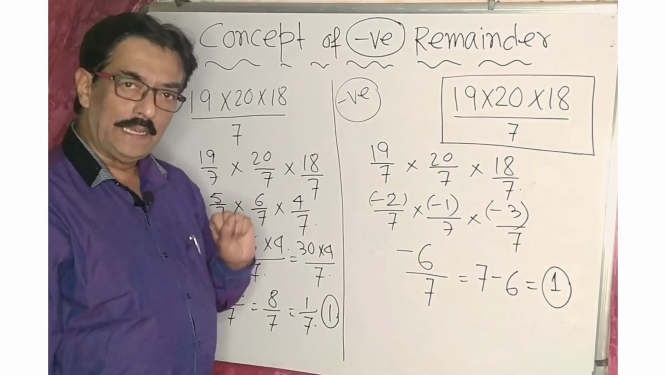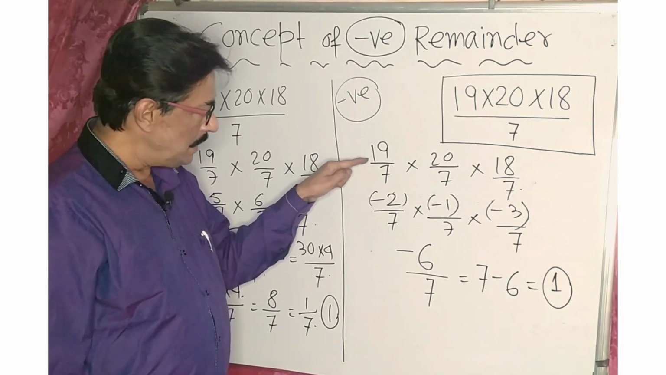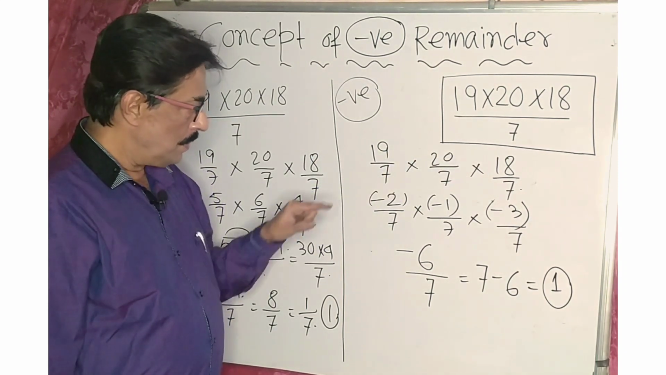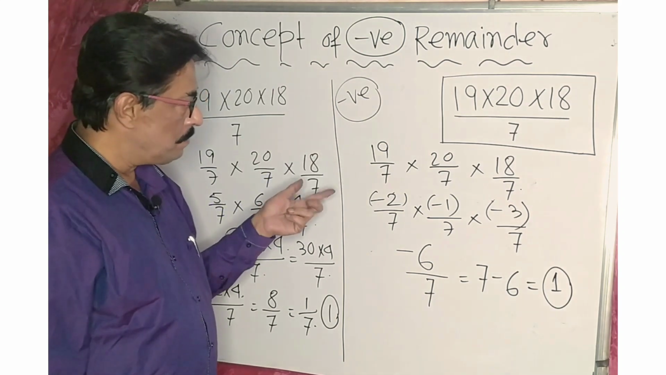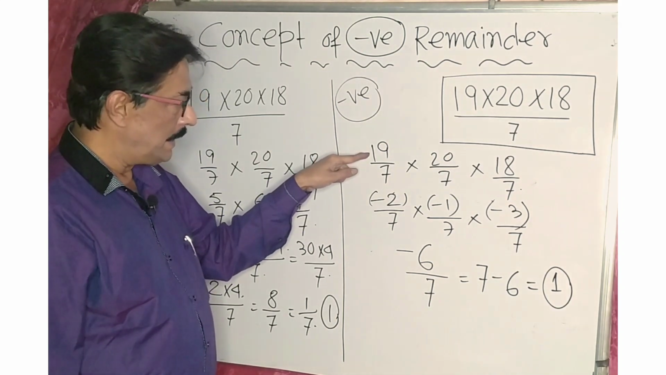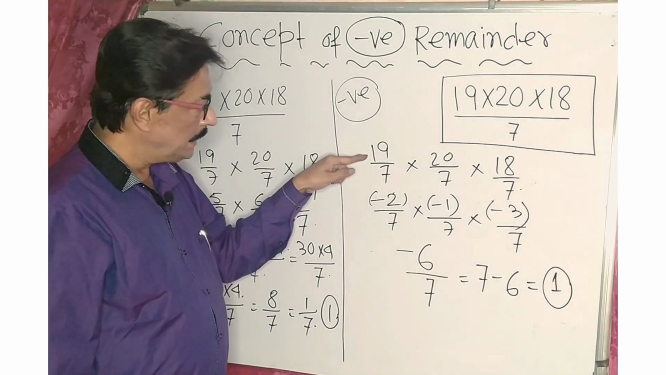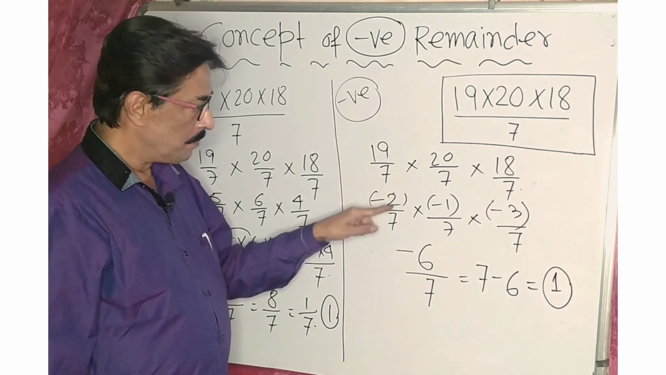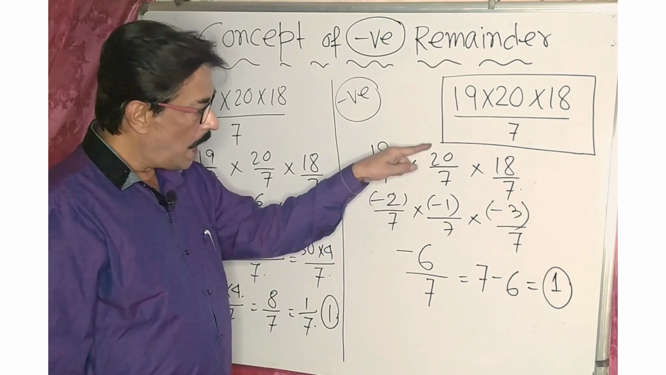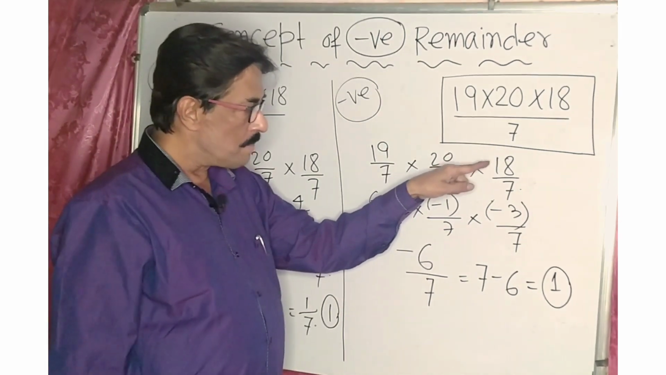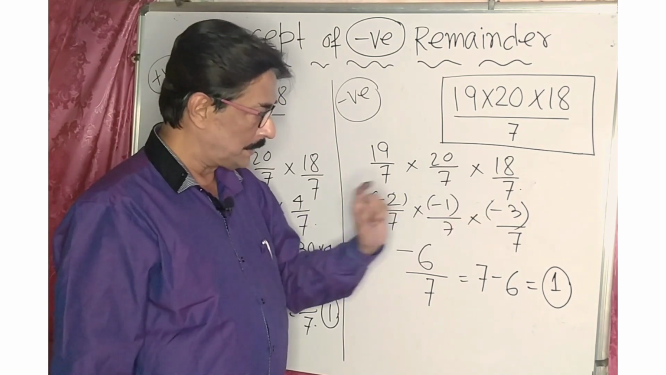Now in the case of negative remainder, 19 by 7, 20 by 7, 18 by 7. I have to cross the number, but take the multiple nearer to 19. 7 threes are 21. How much more? That is 2 more. So minus 2 by 7. 7 threes are 21. How much more? 1 more. So minus 1 by 7. 7 threes are 21. How much more? 3 more. Minus 3 by 7.